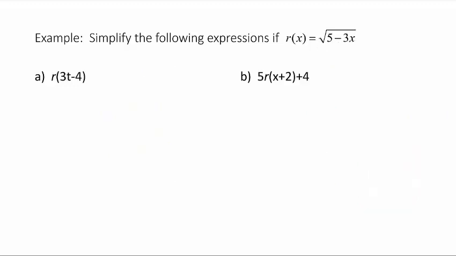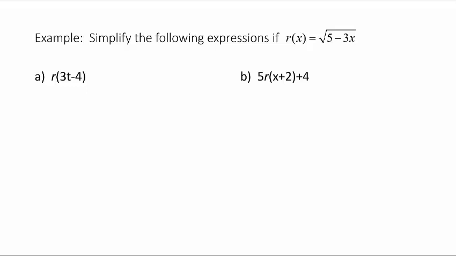and what changes affect the output. Okay, so here's another similar example, but it's a different kind of function. So we just did an example with a rational function. This example is a radical function. So it says simplify the following expressions if r of x is equal to the square root of 5 minus 3x. The first task that I have is to find r of 3t minus 4. Nothing is happening to the outside of the function, right? The only thing that we're changing is the input.